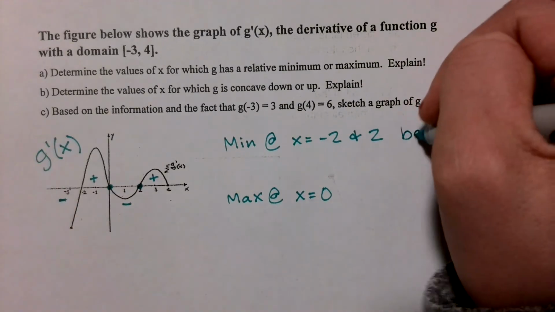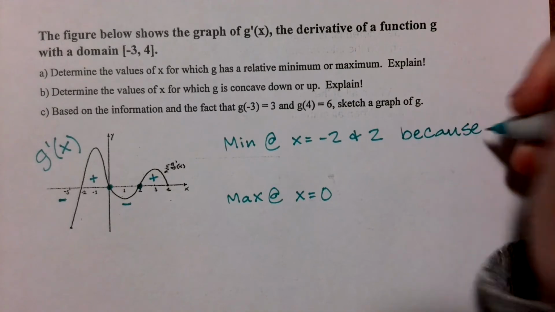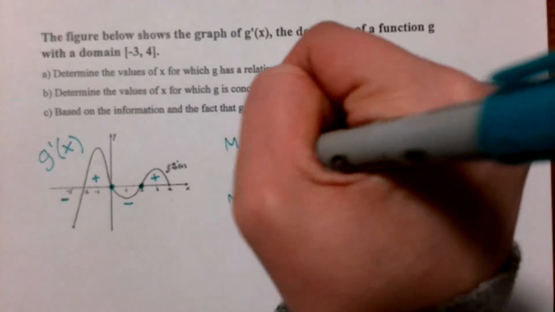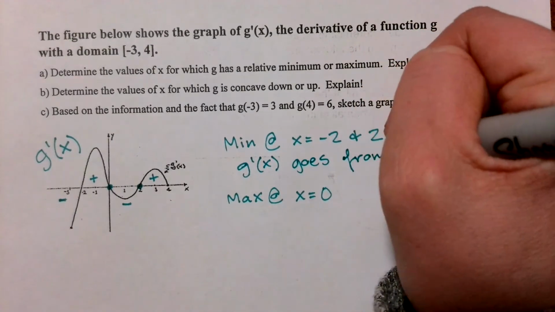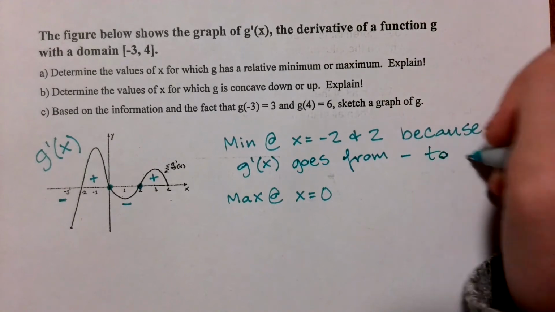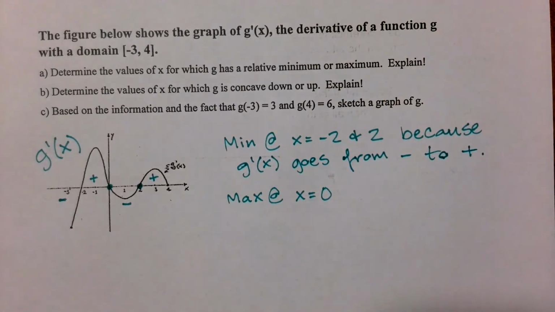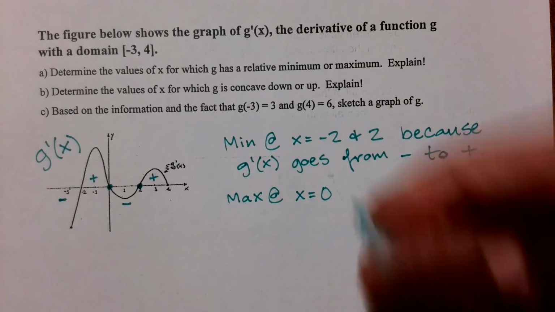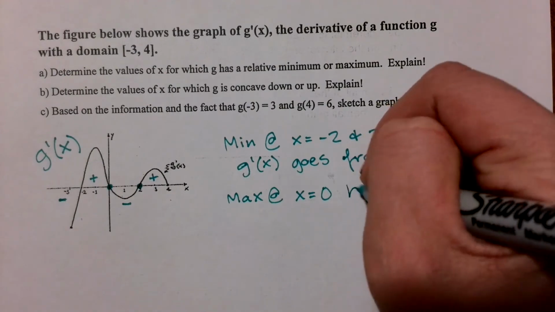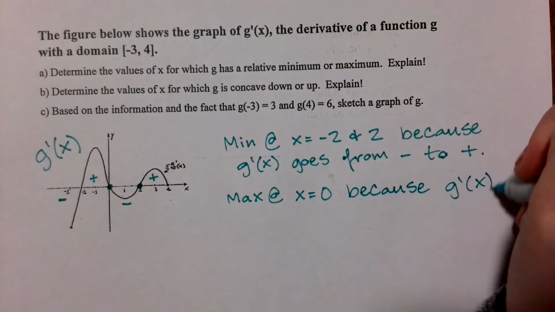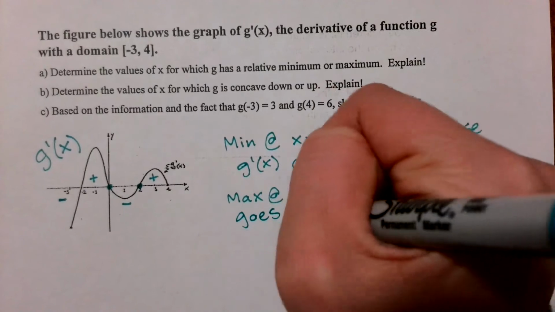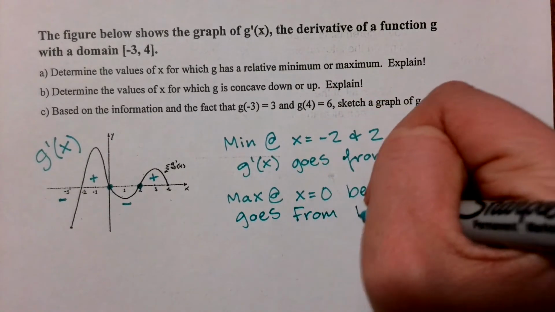So we'll say because g prime goes from negative to positive. You could also say that g prime is less than 0, then g prime is greater than 0. It's the same thing. And then we have a max at x equals 0 because g prime of x goes from positive to negative.